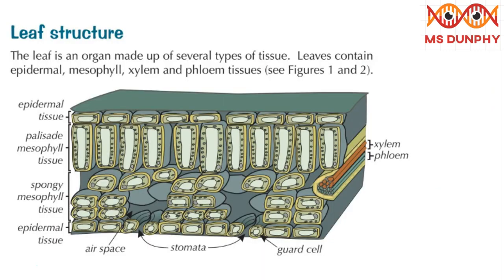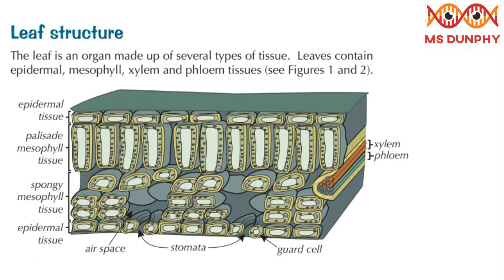The leaf is an organ made up of several types of tissue. Leaves contain epidermal, mesophyll, xylem, and phloem tissues. You need to know how the structures of the tissues that make up the leaf are related to their functions. The epidermal tissues are covered with a waxy cuticle, which helps to reduce water loss by evaporation. The upper epidermis is transparent so that light can pass through it to the palisade layer. The palisade layer has lots of chloroplasts, the little structures where photosynthesis takes place. This means that they're near the top of the leaf where they can get the most light.